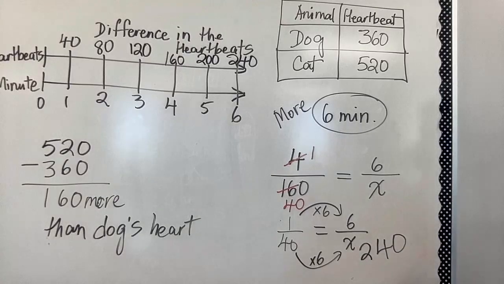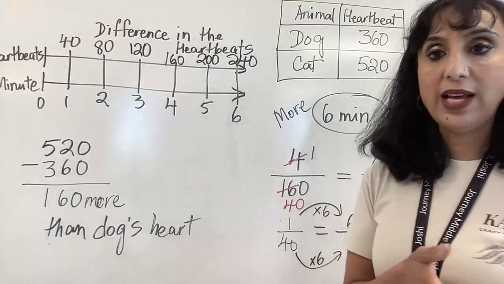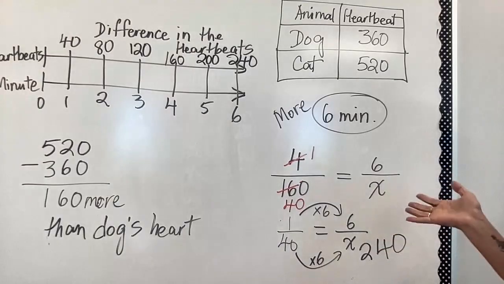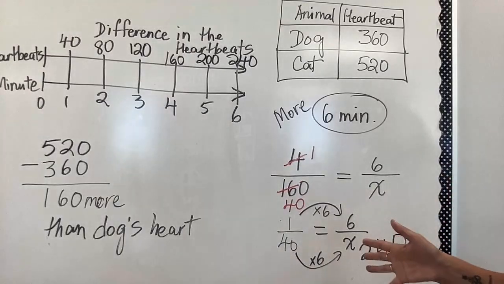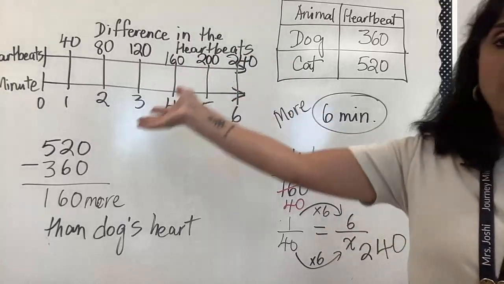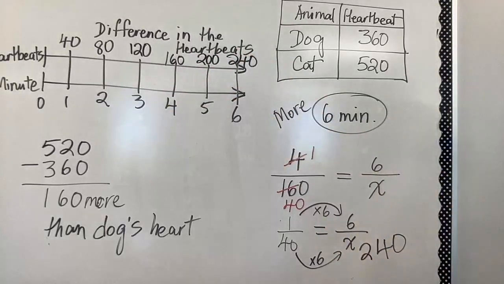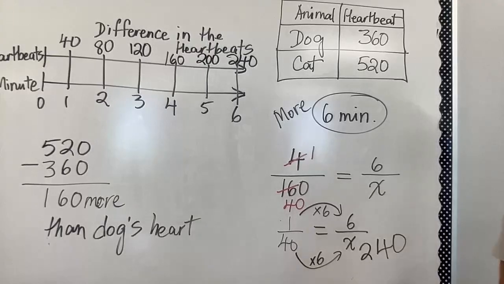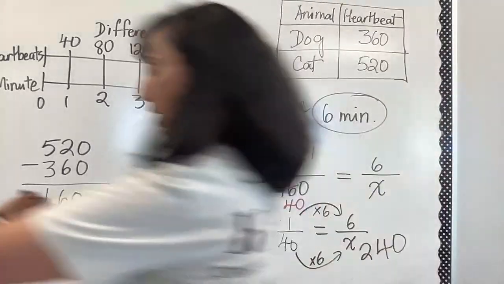Okay. We can also do cross products and all that I have taught in the classroom already, but I just wanted to show you the equivalent ratio method. And then of course your double number line, which I have created here. So whatever method you use, the cat's heart beats 240 more times in 6 minutes than the dog's heart. All right. So let's go ahead and solve another problem with double number lines.